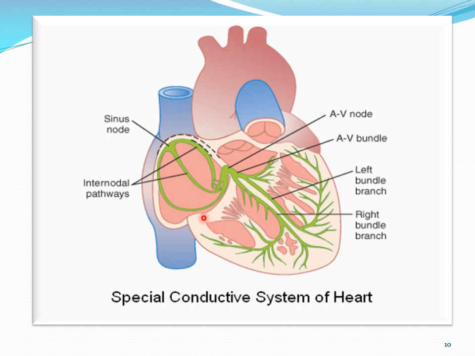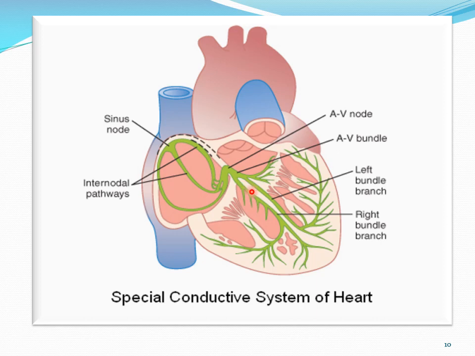Now see the sequence of the current flow. You should know how the current flows. How the current is produced and how it flows. Here the cardiac impulse is produced, then it spreads over the atria. At the same time, the impulse is conducted from the SA node to the AV node. Here it is delayed, then through the bundle of His, or the AV bundle, this impulse enters into the ventricle.